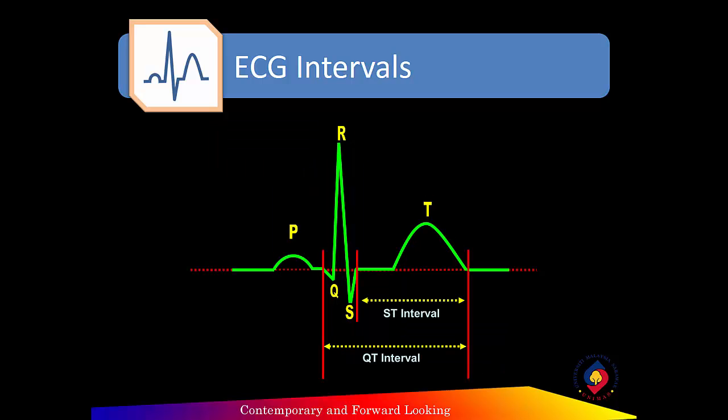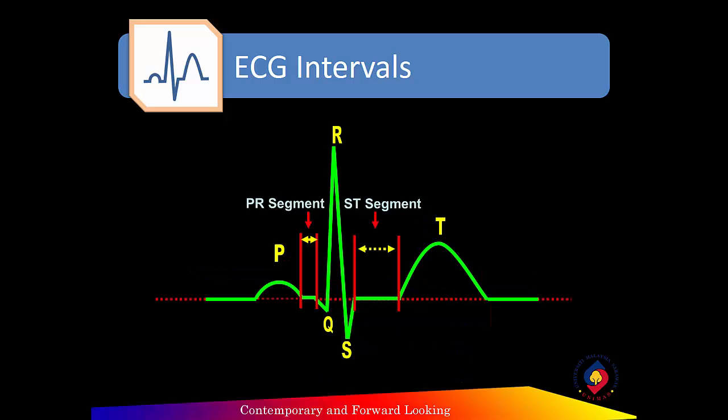The QT interval is the time from the start of the Q wave to the end of the T wave. It represents the time taken for ventricular depolarization and repolarization. The ST interval, on the other hand, is the time from the end of the Q wave to the end of the T wave and represents the time taken for ventricular repolarization.